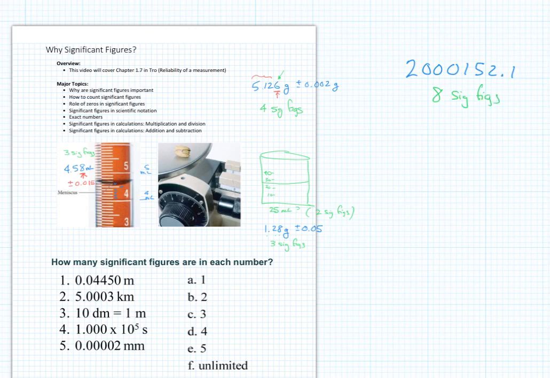All right, let's just recap that again. If you have zeros in the middle of a number, those count. I'll give you another example of this. Something like that, that 0 counts. 1, 2, 3, 4, 5, 6. All right, 6 sig figs on this one. If we have a trailing 0 after a decimal place, let's say this is like 2.130 milliliters, that counts.